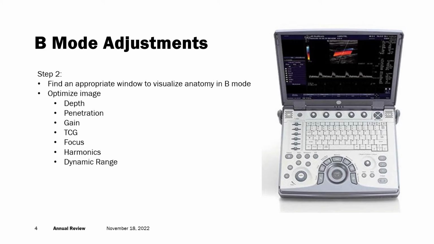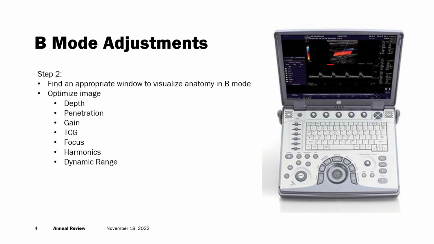Then once you finally find your window that you're happy with, you're going to want to optimize your image. Say we just have our B mode imaging on, just the black and white image. I would want to make sure that I have the appropriate depth of my image. I want to go just beyond what I'm intending to see and not too much farther.